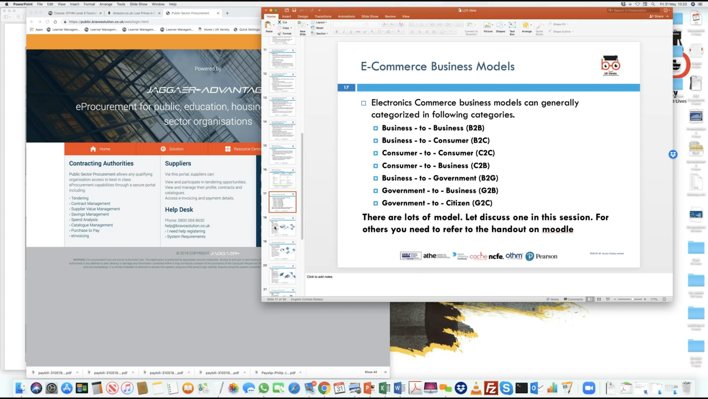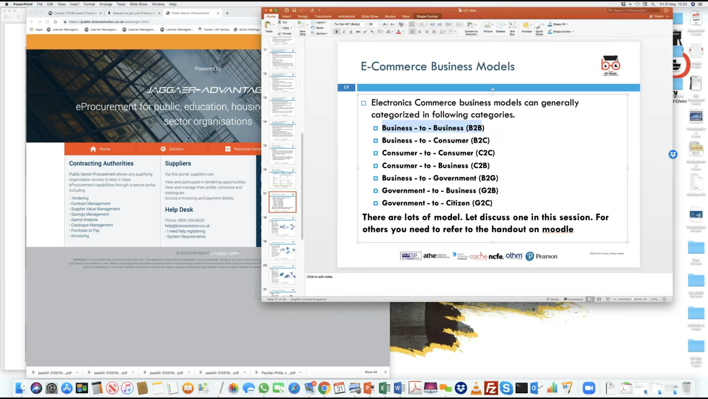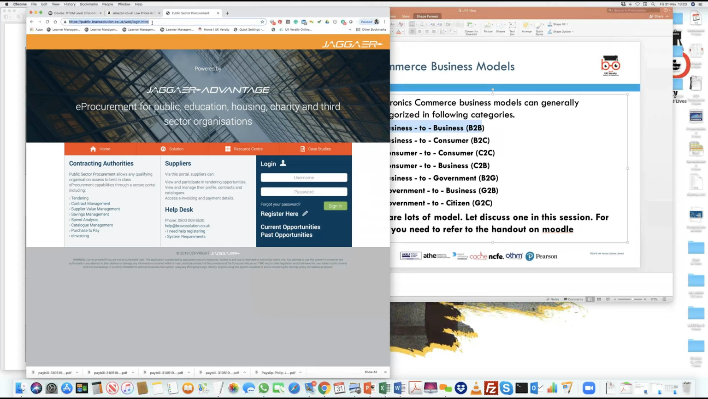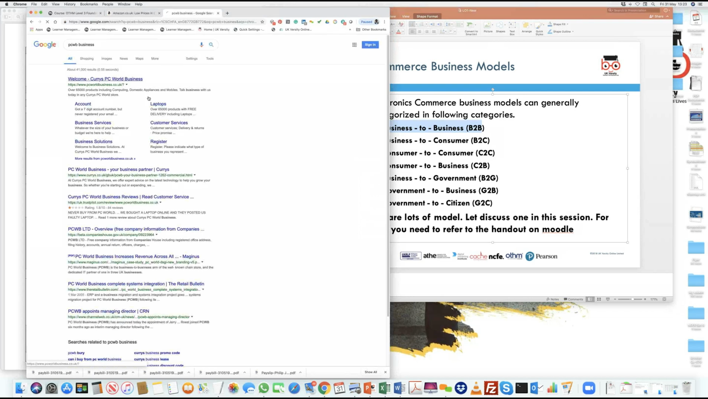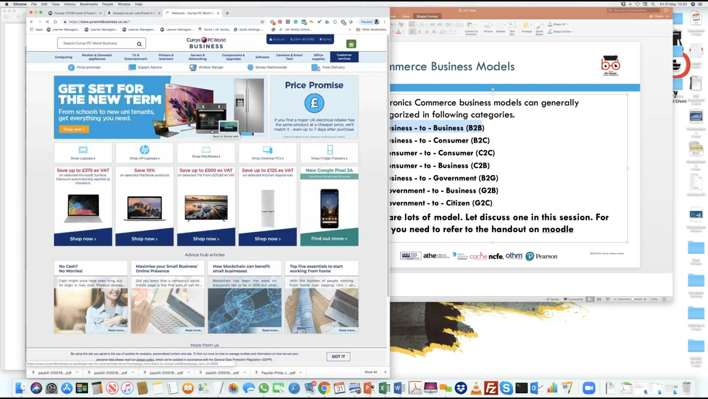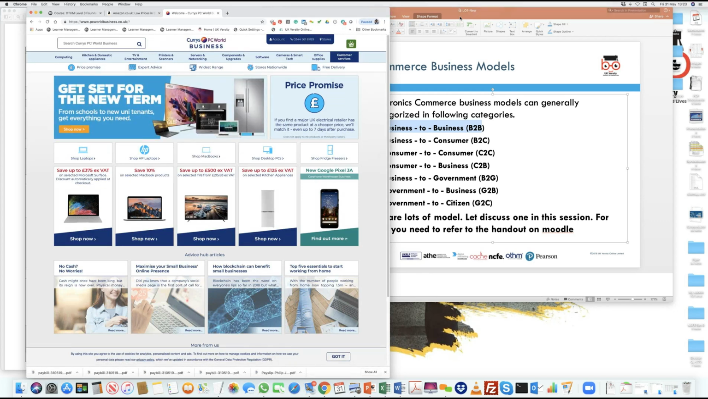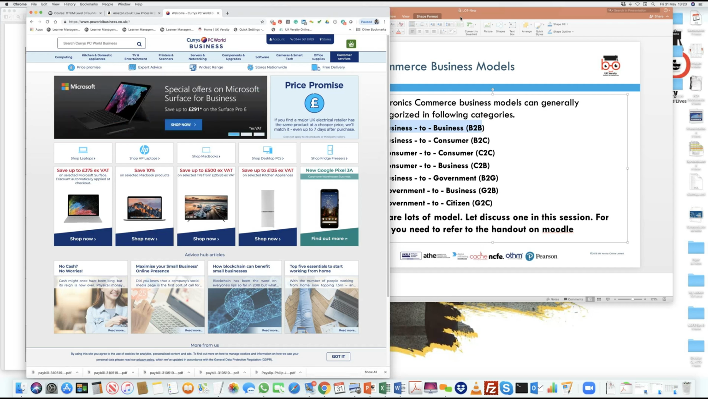So as time has evolved, we've seen a lot of these models on e-commerce evolving. Initially, the models were B2C, business to consumer, but there are lots of companies which now look at going to bigger companies. If I look at PCWB business, this is a big company in Europe called PC World, and they are able to sell products to businesses directly at a differential price, because here the businesses are looking at buying a lot of products in bulk and volume.